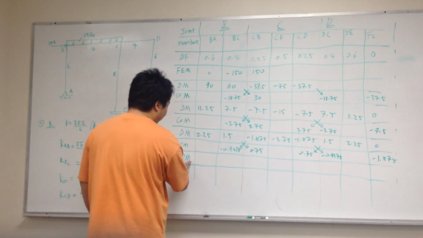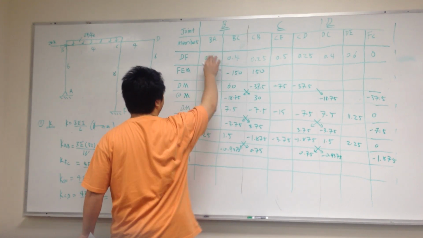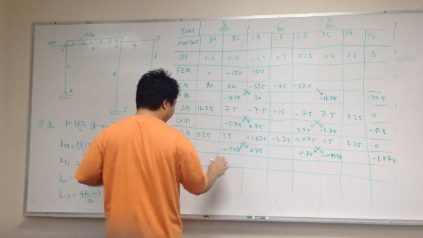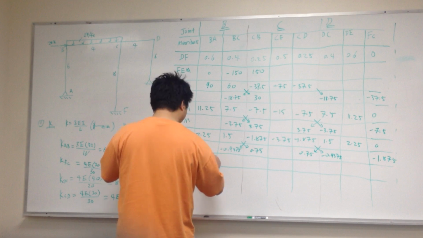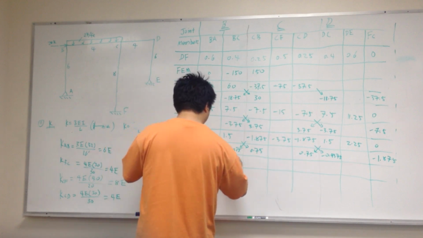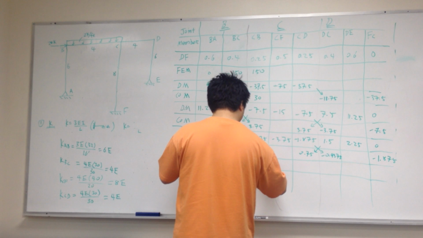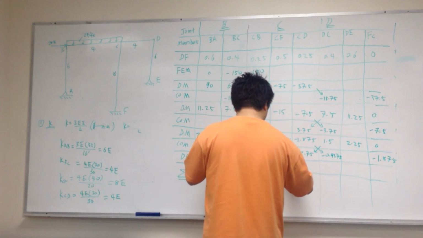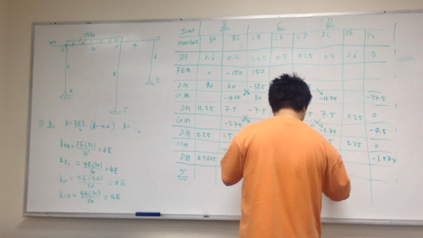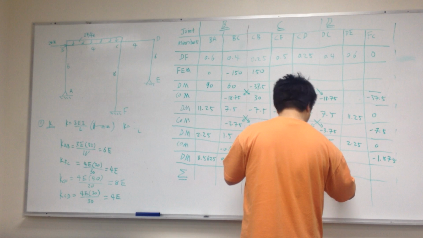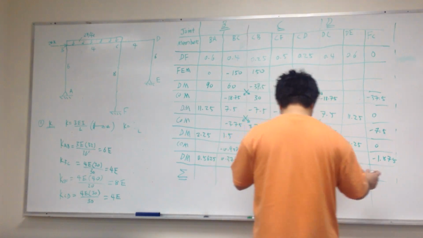And the last one, you have to distribute it again to get the final answers. So you take this times the factor, you get this times this, you get this. So you're going to have 0.5625, 0.375, negative 0.375, negative 0.75, negative 0.375, 0.375, 0.5625, and 0.